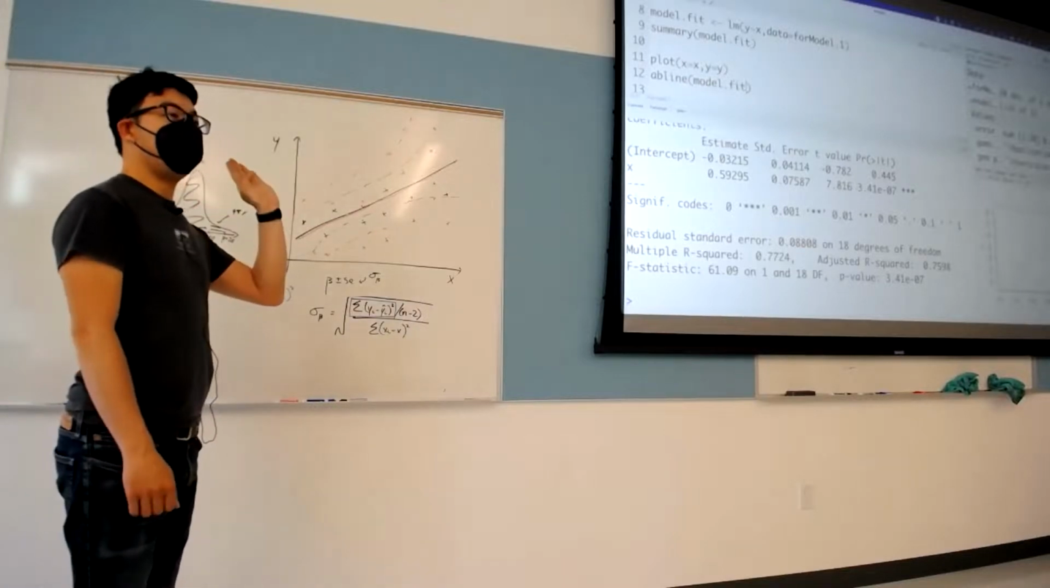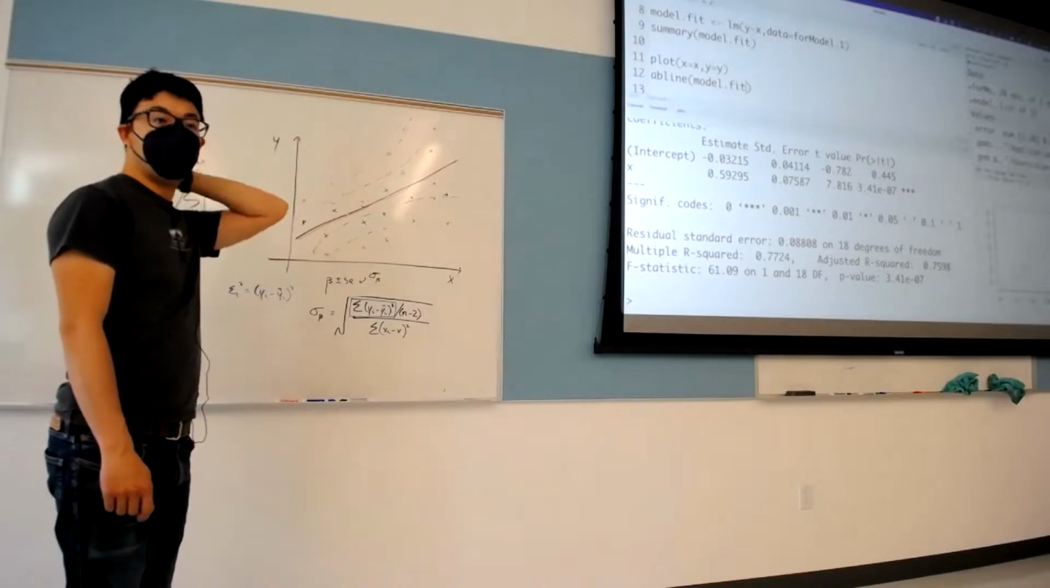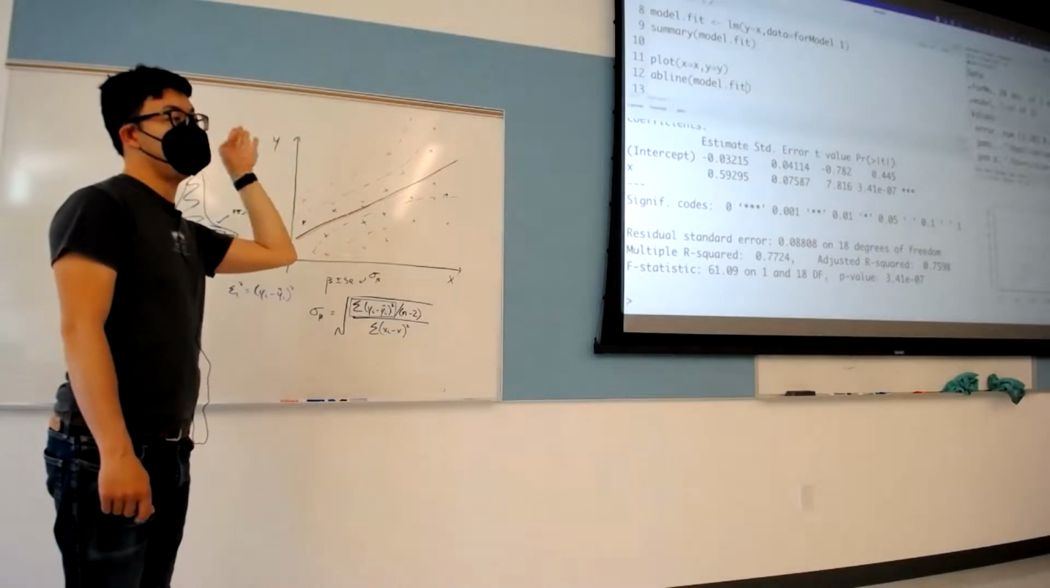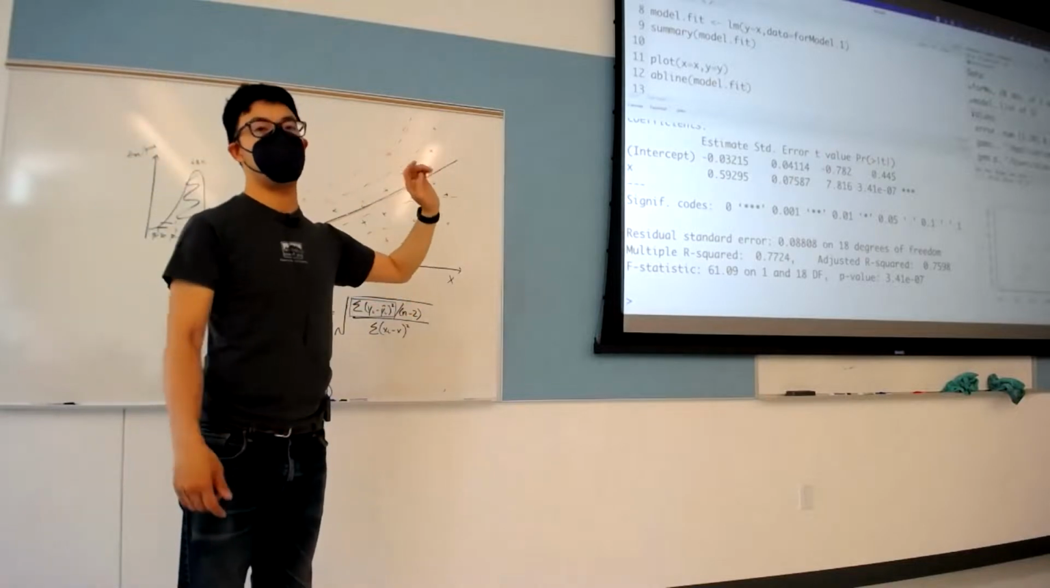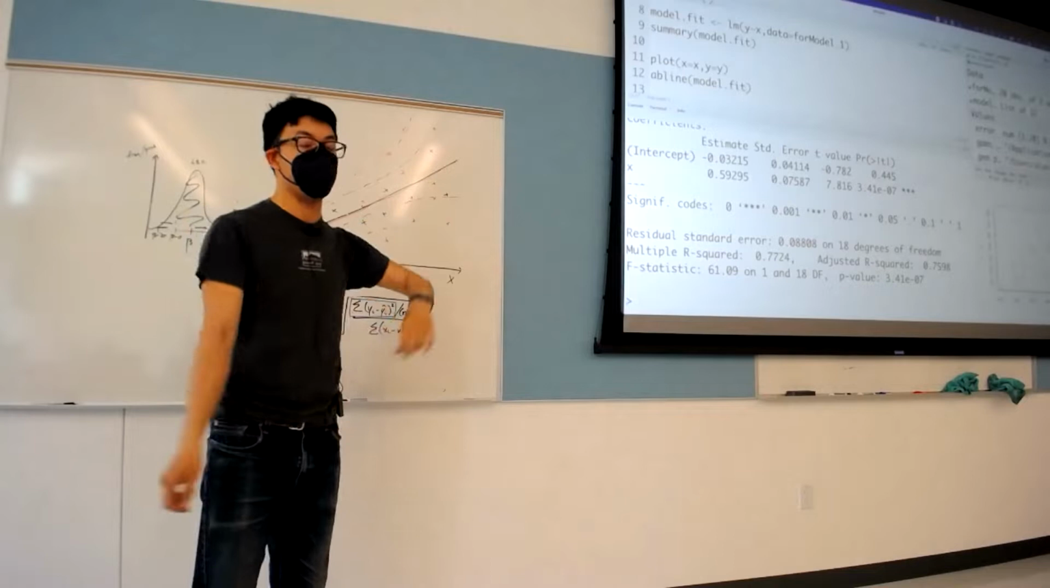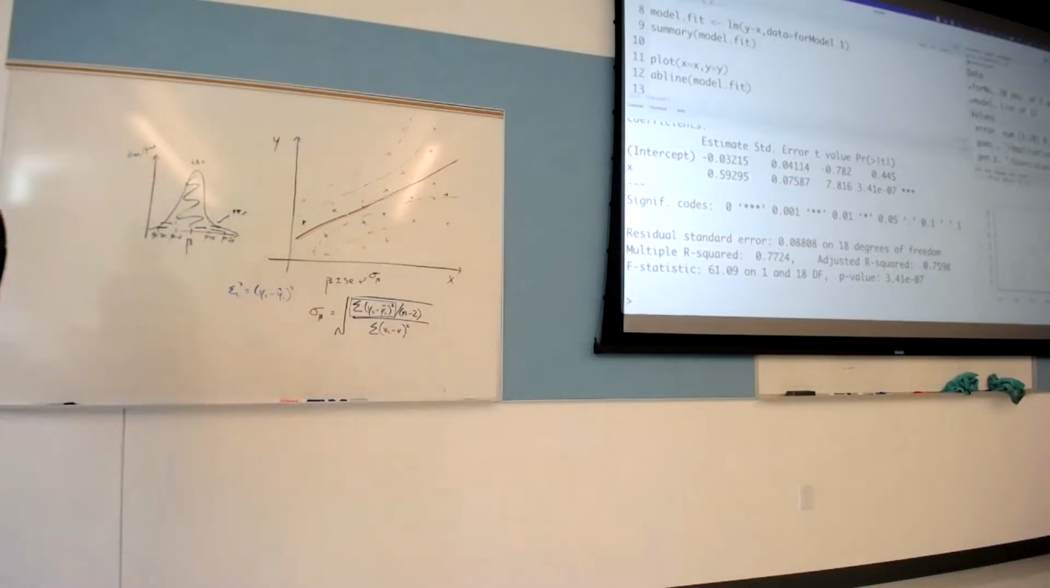AB line is a way of adding a line to your plot. A describes your intercept, B describes your slope. There's a special thing where you can simply put the results of your regression into an AB line and it'll give you a best fit line. So let's see what that looks like.